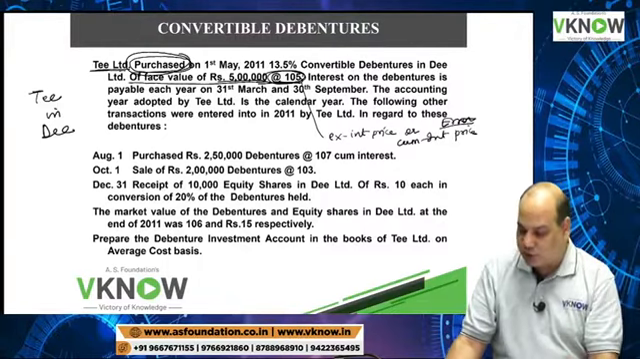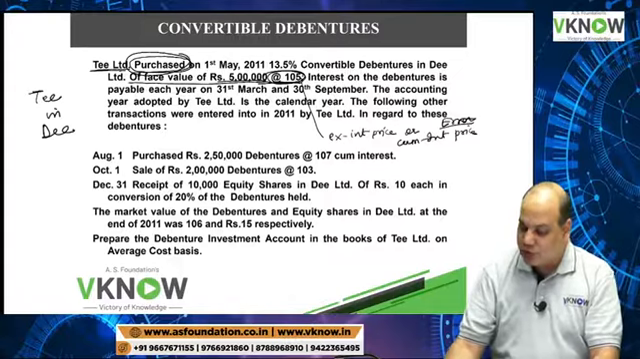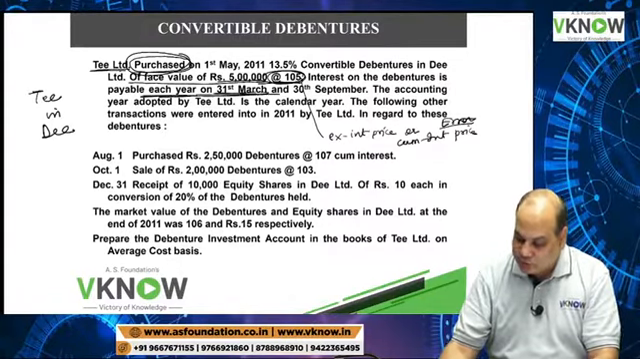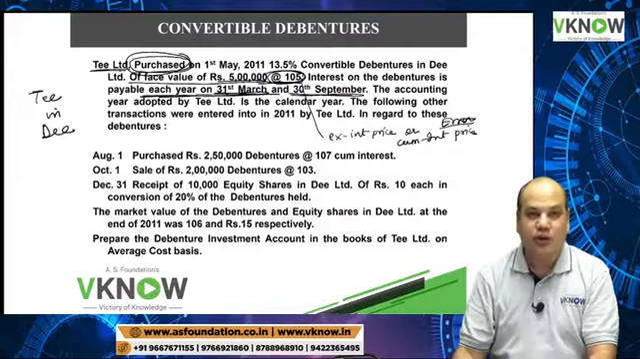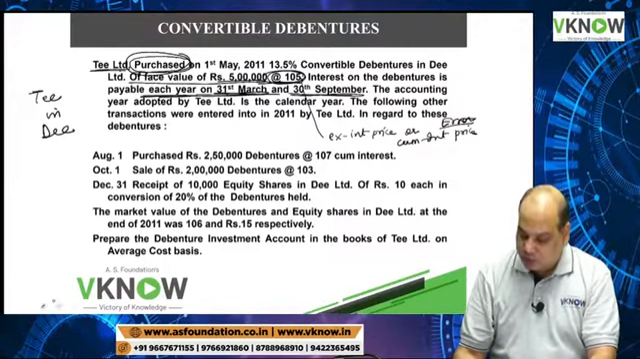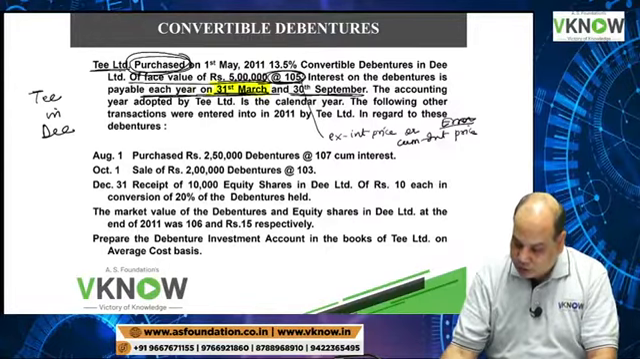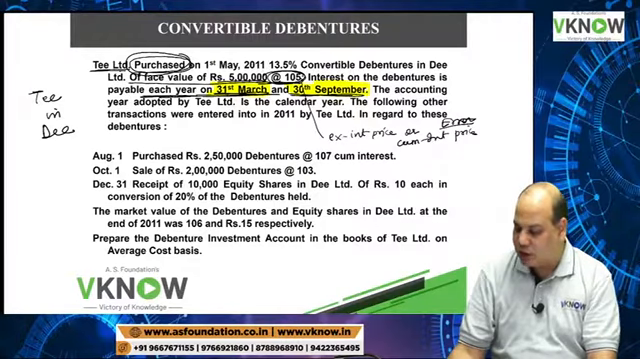Okay, matter closed. Interest on debenture is payable each year on 31st March and 30th September. So interest payments are on two dates. These two dates, underline or highlight.